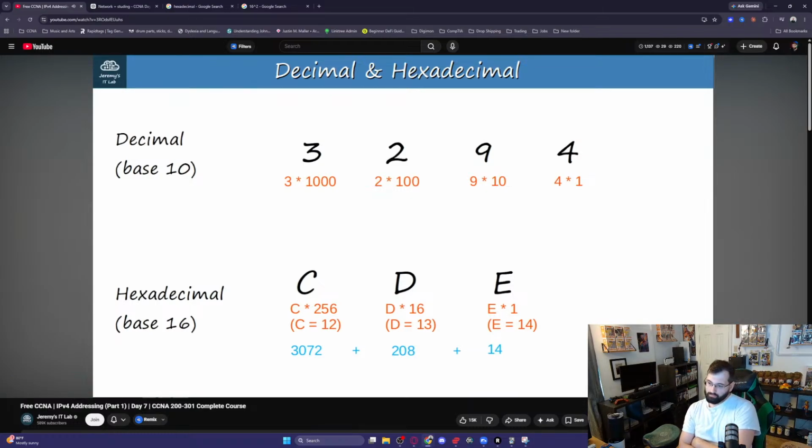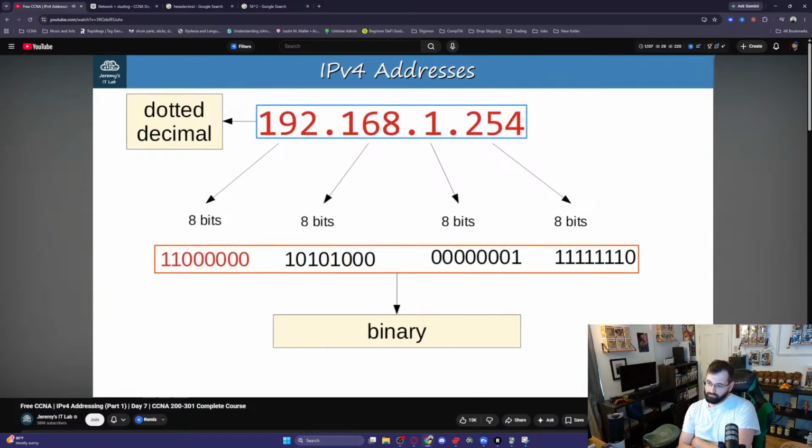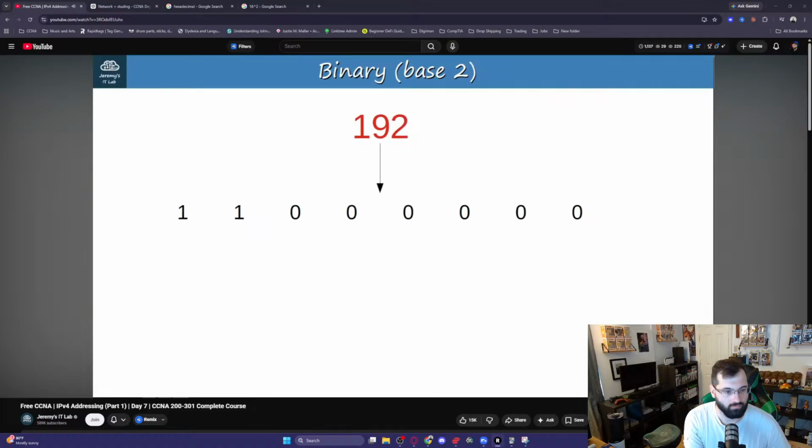Now let's look at binary. So looking back at this IP address, 192.168.1.254, let's look at how each of these numbers is written in binary, starting with 192, which is 11000000. Binary is base 2, meaning each digit increases by a factor of 2. It doubles.